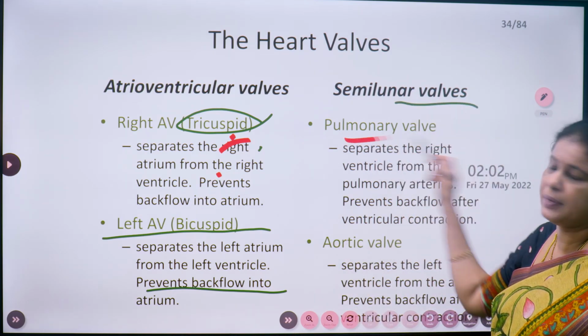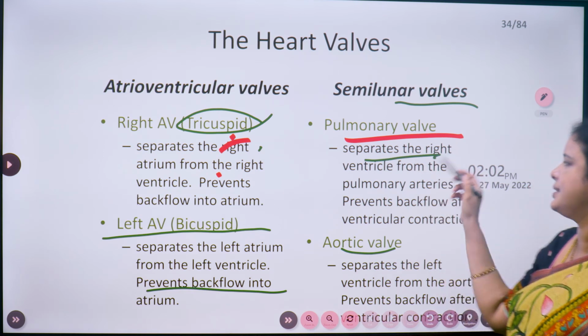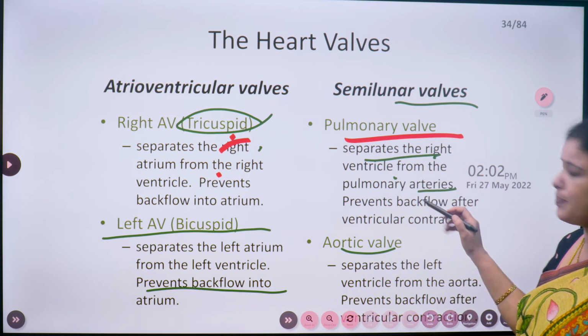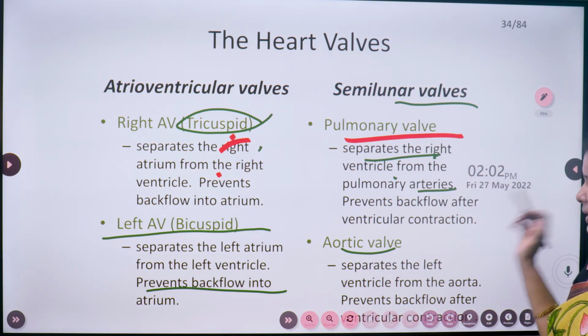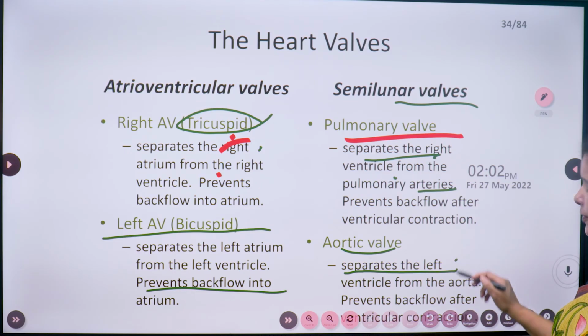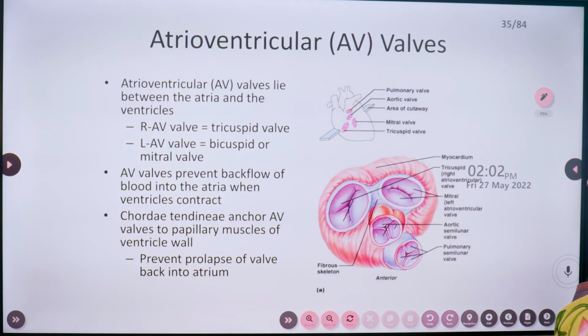Semilunar valves: the pulmonary valve and the aortic valve. The pulmonary valve separates the right ventricle from the pulmonary arteries, and it prevents backflow into the ventricle. The aortic valve separates the left ventricle from the aorta. It prevents backflow into the left ventricle.